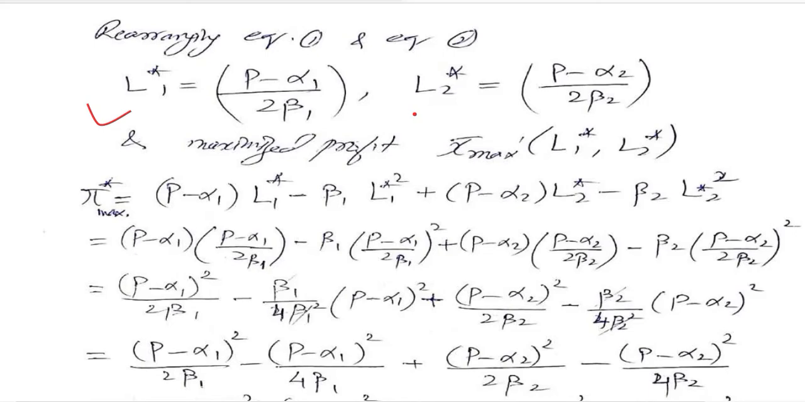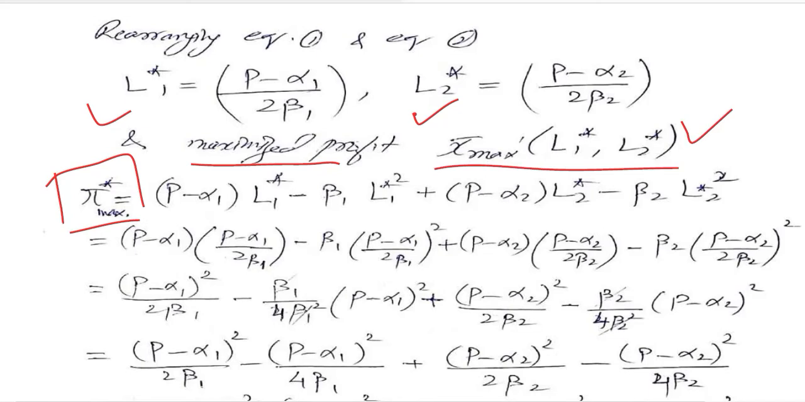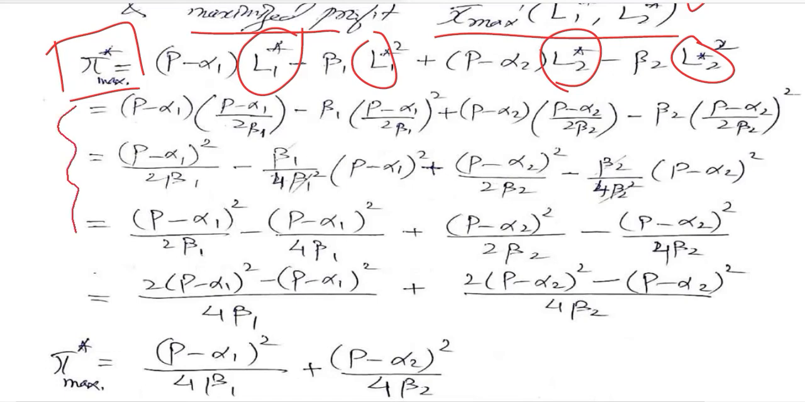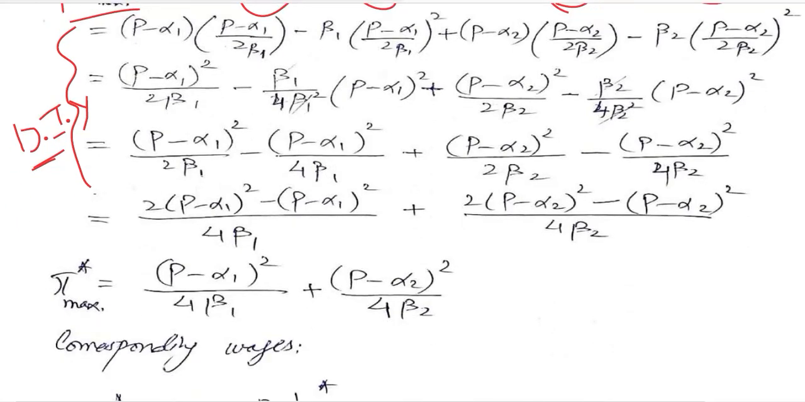Now if I use these critical values and put them into the profit function, it will give me the maximized profit function, and it will be written something like this on the left hand side of the equation. You can see in the profit function I have replaced L1 with L1 asterisk here and there, and L2 with L2 asterisk and then again L2 asterisk. These steps can be done by you. These are simple algebra steps, and the rearrangement and clustering is done, and finally we get this value, which is the maximized value of the profit.